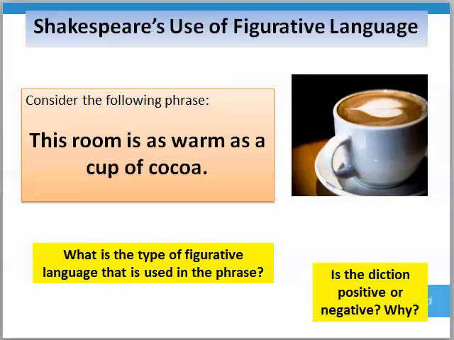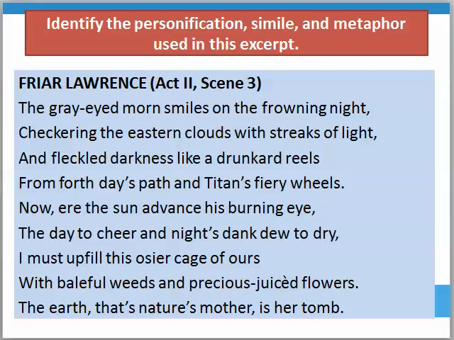So let's look at this first example. So the following phrase, this room is as warm as a cup of cocoa. So looking at this example, what would you say is the type of figurative language that is used in this phrase? Yeah, this would be a simile, because we see that there's a comparison going on, and as or like is being used. And is this diction positive or negative? We can see this is a positive diction.